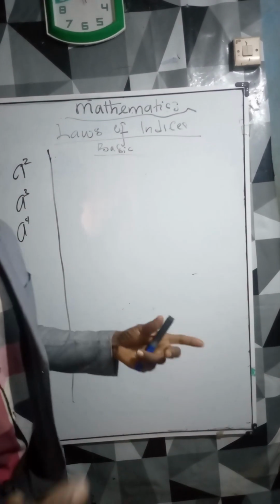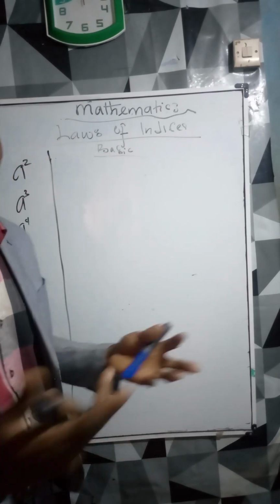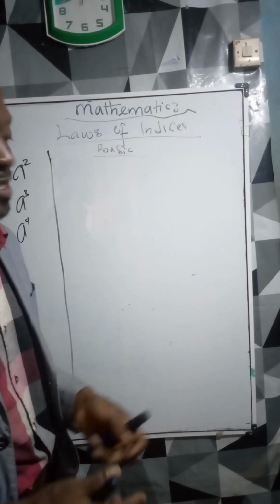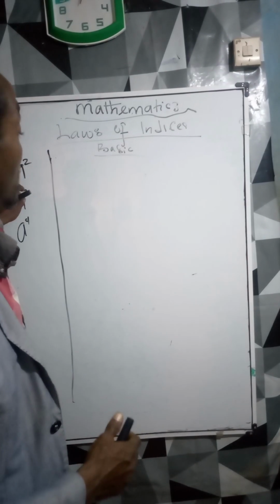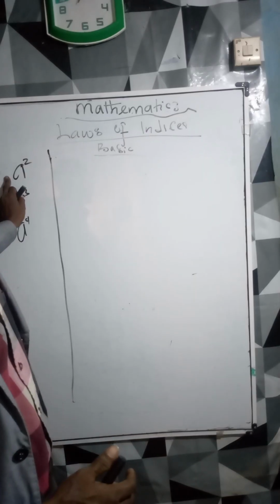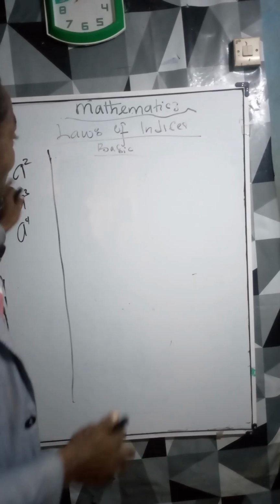Okay, this is an introduction to indices. So we are starting the basis of indices. Indices are very, very important in mathematics, just like a foundation of mathematics. So now we want to do a times a squared.